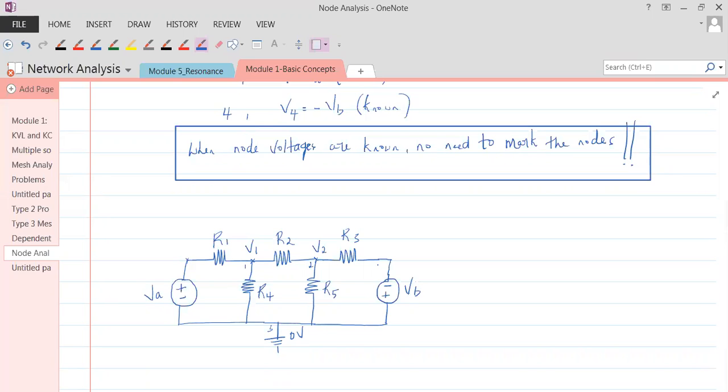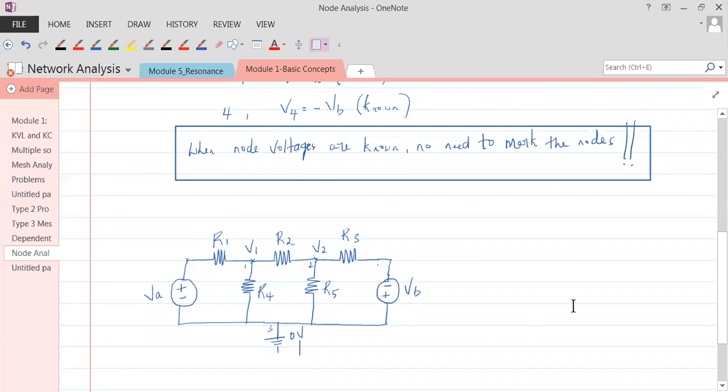How many nodes are there? There are actually 1, 2, 3, 4, 5 nodes. But this node and this node I don't want to consider, because at those nodes I know the voltage. In other words, I'll consider R1 and VA as one branch and R3 and VB to be in another branch. So that's why I'm not interested in marking these as my nodes. Okay, so this anyway is a node.